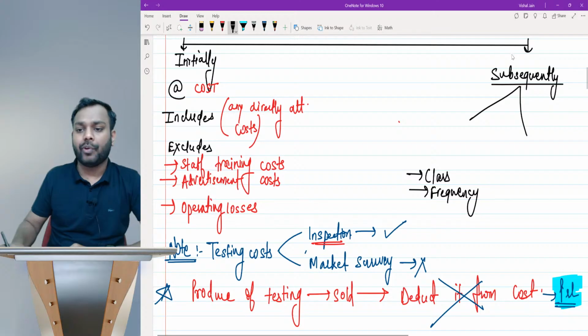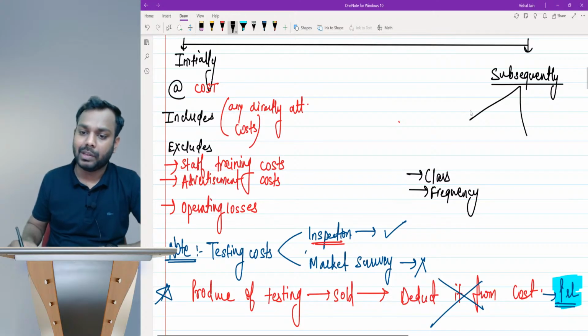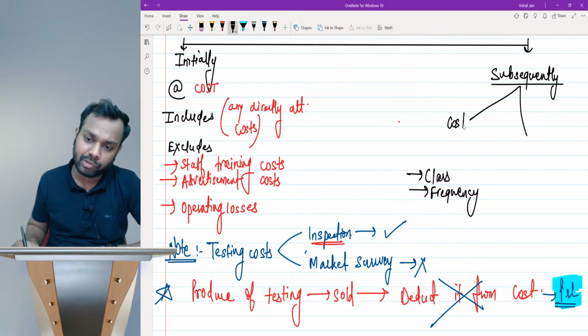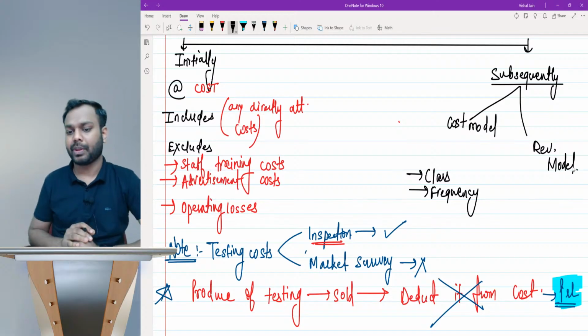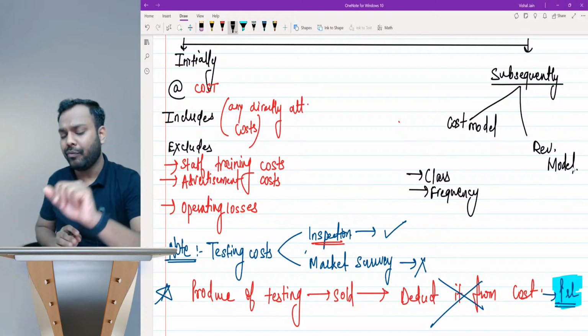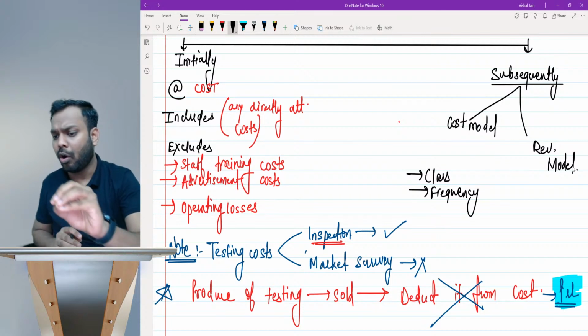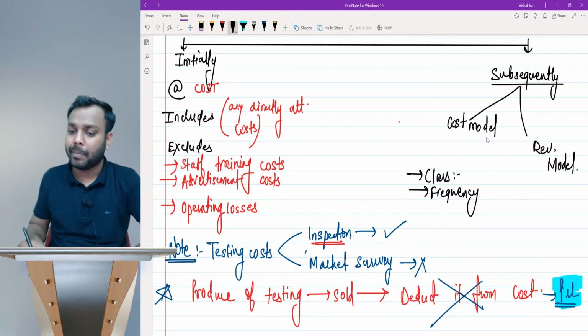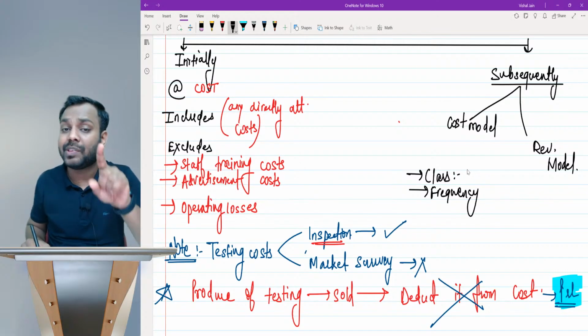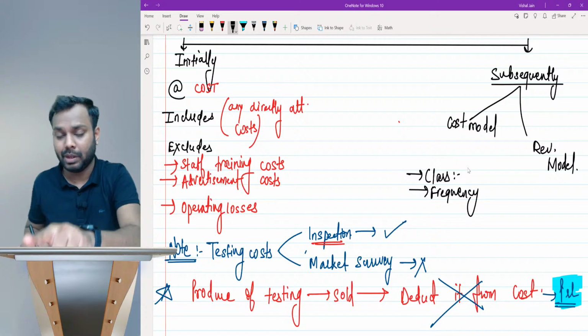Now, subsequently, how will we measure it? Subsequently, we can measure it at a cost model or revaluation model. Now, whether we are opting for cost model or revaluation model, we have to understand that the choice will be for a specific class of assets.